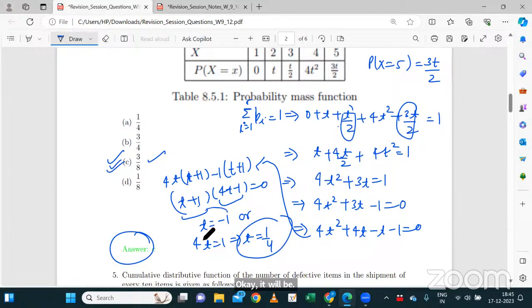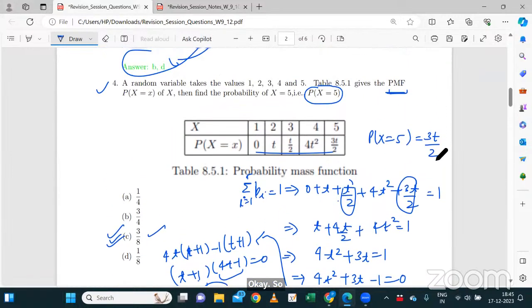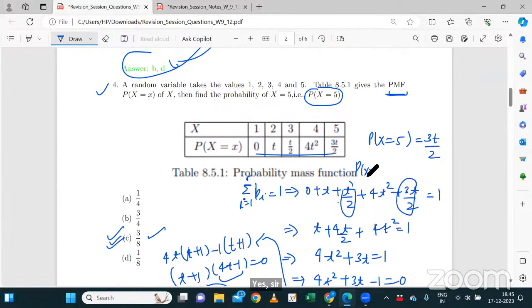Now tell me which value I will prefer. 1 upon 4. Why not minus 1? Because of the probability property. If I use minus 1, then the probability will be less than 0. So t will be 1 by 4. If you put the value of t here, the probability of x equal to 5 will be 3 by 2 into 1 by 4, which is nothing but 3 by 8. So 3 by 8 is the correct answer.